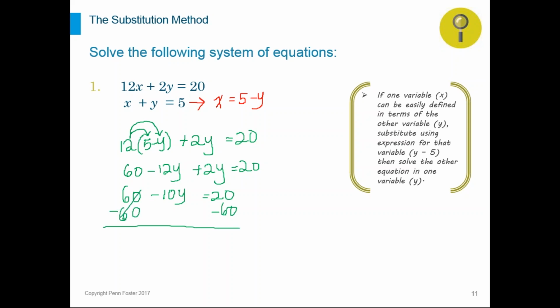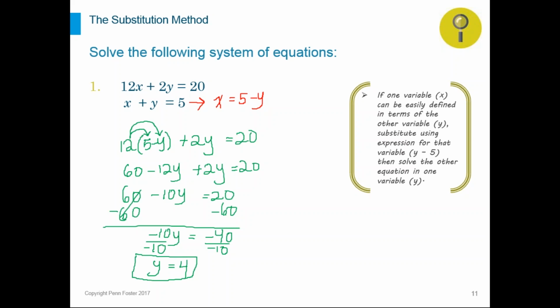60 minus 60, that's gone. You have negative 10y on one side, and on this side 20 minus 60 will give you negative 40. Now I'm not done yet. Divide over negative 10 and divide over negative 10, then y equals 4. Negative over a negative is a positive. So this is the first value that we're looking for, y equals 4.